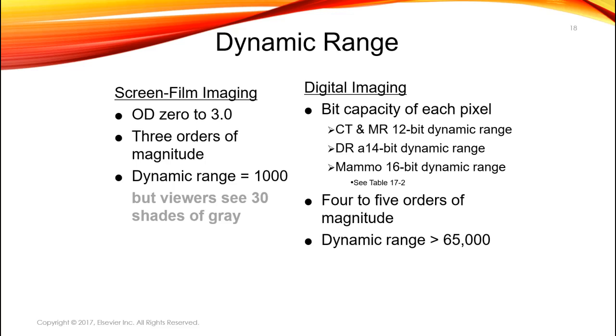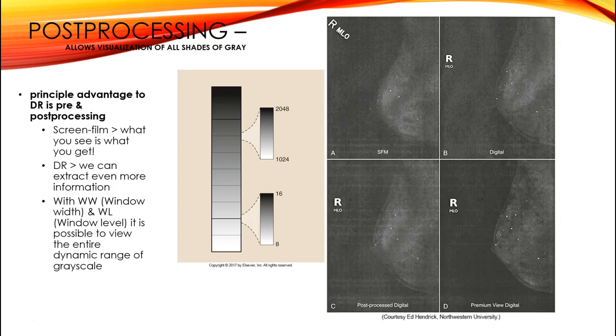Mammography is 16-bit dynamic range, okay, and this is in table 17-2 in your book. Okay, this equates to 4 to 5 orders of magnitude, which is not important for you guys to remember. It's just something that's available to you. The dynamic range is greater than 65,000, okay? Now, to get a little bit of what that means, the post-processing is the part of DR that allows, even with that high number of shades of gray, you to be able to see all of those things.